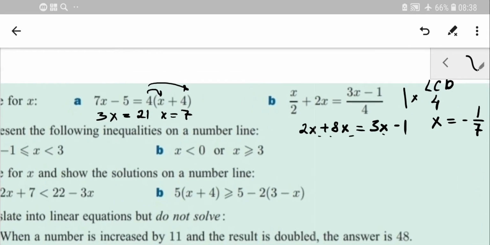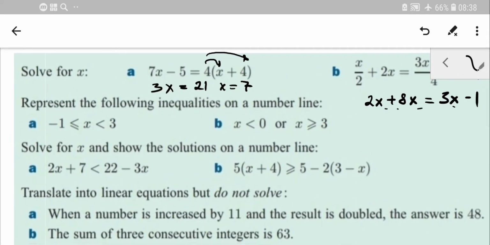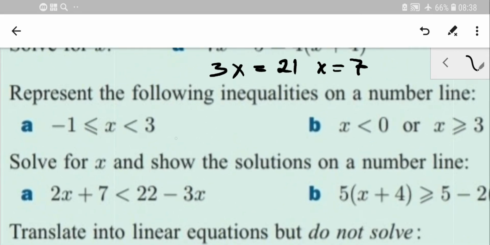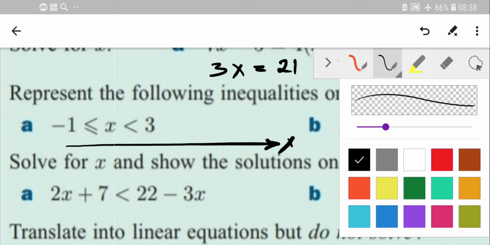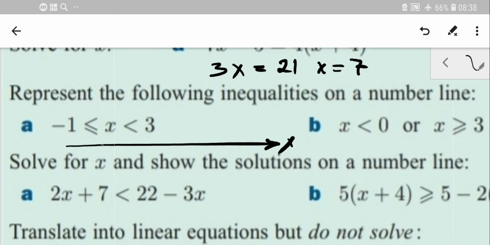Alright, let's move next. Here's inequality. Represent the following inequality on number line. Okay, I'll do the first one. So that's number line. I mark the points. -1, that's included. So 3 is excluded. So actually from -1 to 3, I just use the shading.